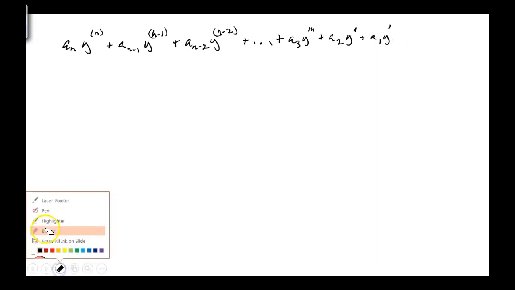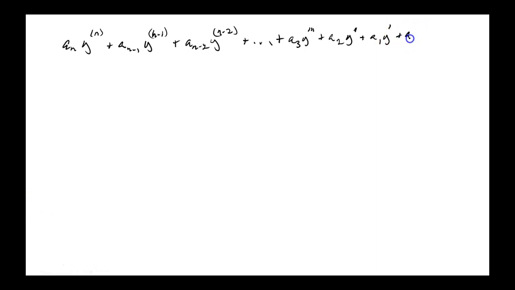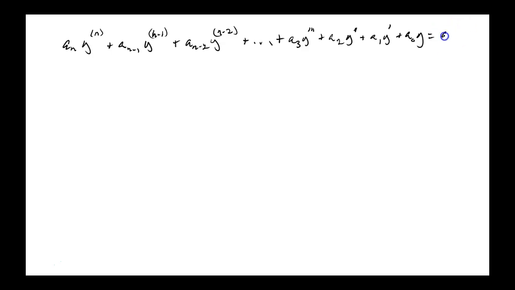plus a sub 0 y equals, non-homogeneous or however you want to call it, you would have some g of x out here. Now that g of x can be any function of x. It can be a single function of x, it can be multiple functions of x. It just can't have any y's in it at all, but it can have any x's in any form whatsoever. Okay.